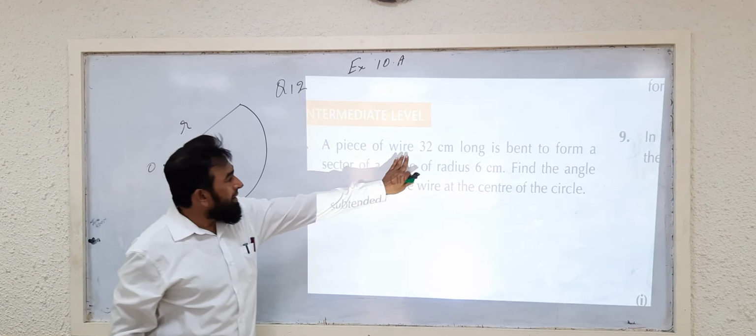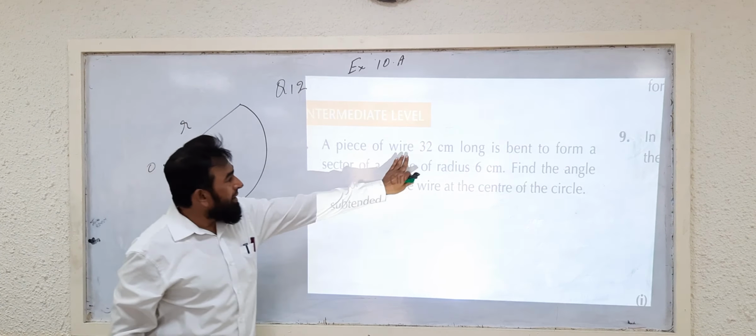Question number 13. You can see that find the radius of each of the following circles. Here I am going to solve part A. We have to find the radius. In the previous questions, we were finding the angle and the radius was given. But here in this case, the angle is given and we have to find the radius. Length of arc is also given. Well, which formula will be applied?